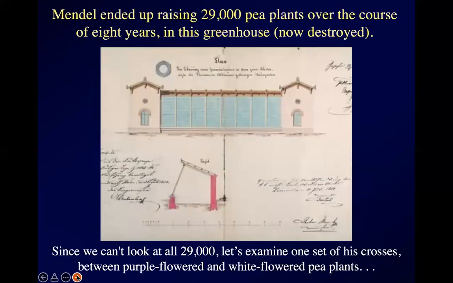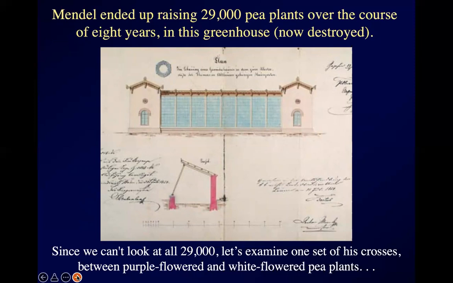So he ended up raising 29,000 pea plants using this greenhouse in the monastery garden. This is the plan of it. The actual greenhouse, unfortunately, has been destroyed, although they've built a replica of it since. That monastery is now a place you can visit, and they have exhibits about Gregor Mendel's life and work. Something fun to do if you're ever in Brno in the Czech Republic.